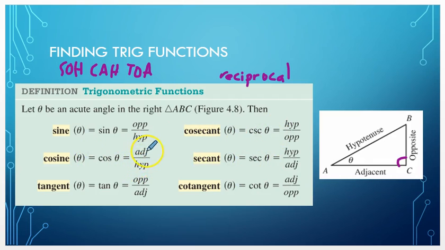Same thing though, cosine is adjacent over hypotenuse, so the reciprocal is hypotenuse over adjacent. And then tangent and cotangent are pretty easy to identify the relationship between them. Tangent is opposite over adjacent, but then cotangent is adjacent over opposite. So when you get rules that refer to the reciprocal functions, as long as you know what they're paired with, just flip that fraction upside down.